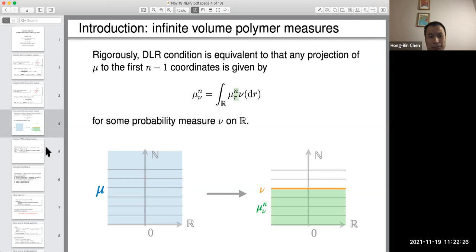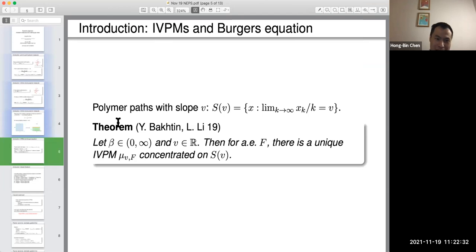The known result about this setting is, say we introduce a set S_V. This is all the polymers that have asymptotic slope V. Because we are pinned at zero, the slope is basically you just divide by K and the limit is V. The known result is that for any inverse temperature, any slope, and every realization of the random potential, there's a unique infinite volume polymer measure and it's concentrated on slope V. So you can divide the space into slopes, and on each slope there's a unique infinite volume polymer measure.